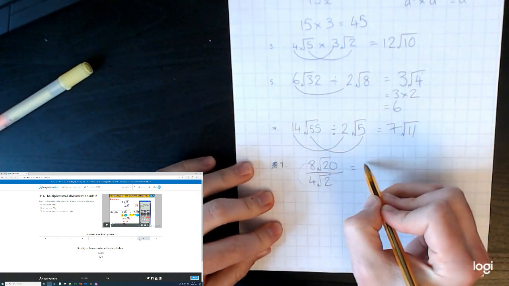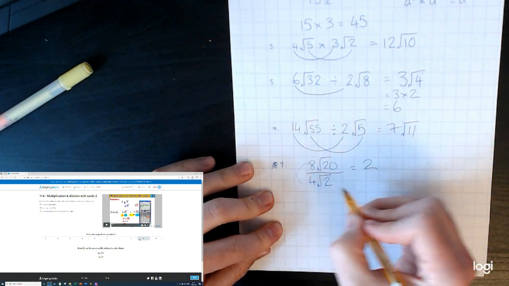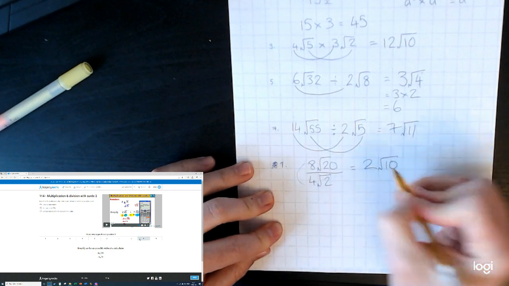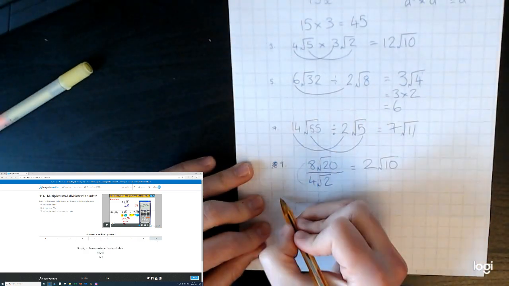8 divided by 4 is 2. 20 divided by 2 is 10. So root divided by root, so 2 root 10. And that's it. And finally then, the last tough one, question 10.